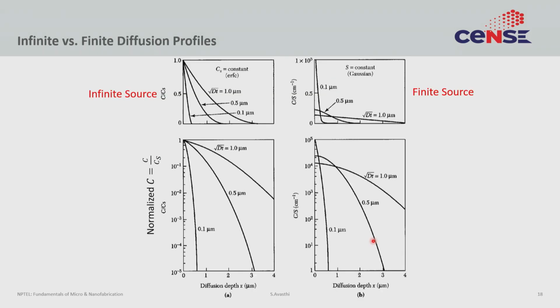If you were to compare these infinite and finite diffusion profiles, they look something like this. The common theme is, in all cases, the effective depth of diffusion is some multiple of root Dt, right. So, it is sublinear. In order to get twice the thickness of dopant region, you need to give 4 times the time or 4 times higher diffusion coefficient. In the infinite source, the surface concentration remains fixed, does not change. In the finite source, it changes, but the area under the curve remains the same. In one case, we have an error function profile, in the other case, we have a Gaussian profile.